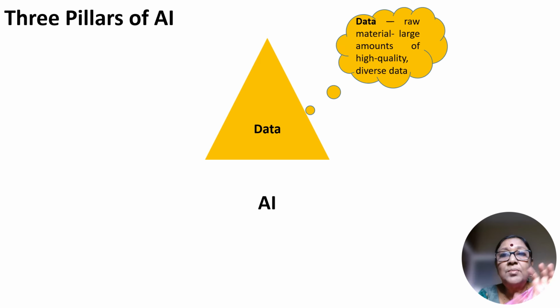So data: large amounts of high quality, diverse data. Diverse means we should provide data about different situations.